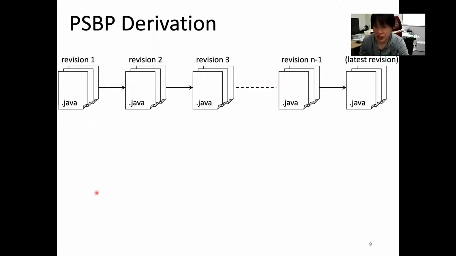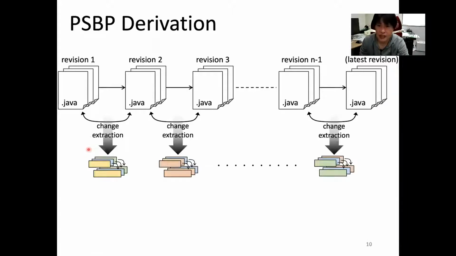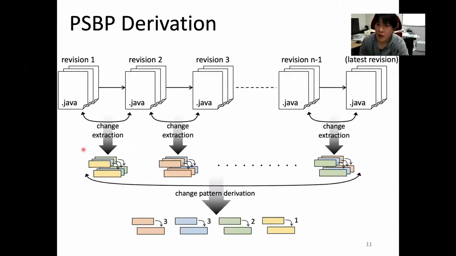Next, I will explain the procedure of our approach. For a given project, our approach extracts changes from every consecutive pair of revisions. Then our approach makes a pattern from a set of changes whose before-change code and after-change code are the same. Our approach also counts how many times each pattern occurred in the commit history, like this.